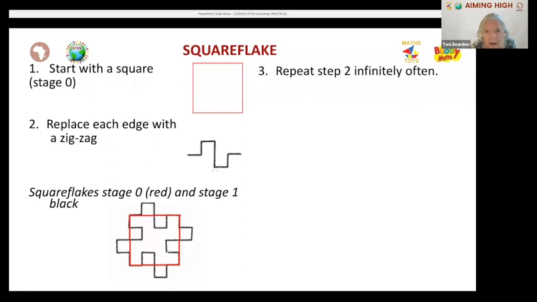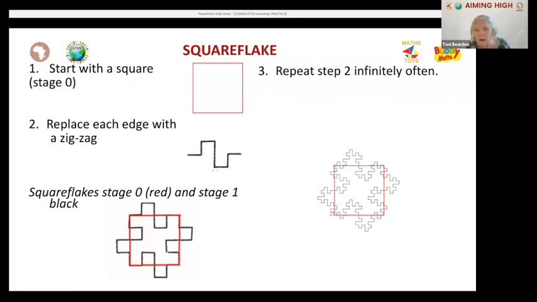So this one again has been drawn by computer. There it is. And with the square from stage naught in it, you can see how we've repeated the process on each of the little tiny edges in the square naught. And along each edge, there's six smaller edges. And so there's 24 as you go all around. That is stage one.